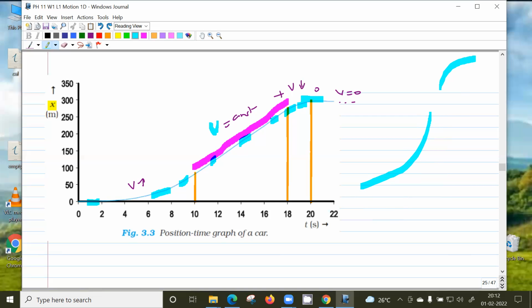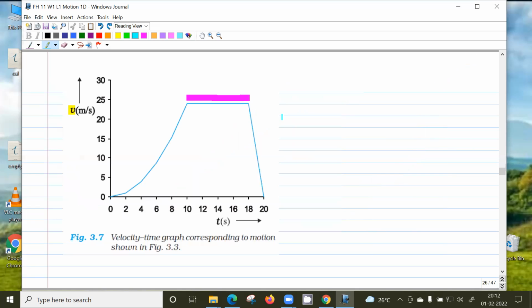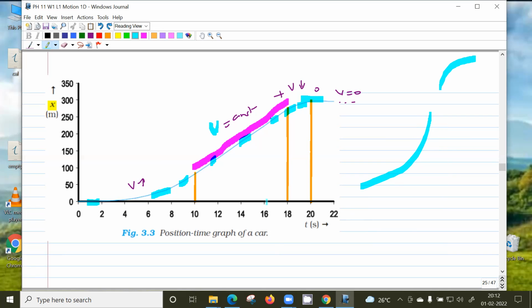There are only two possibilities. One is U, the other is inverted U. U means the slope will keep on increasing. Inverted U means the slope will keep on decreasing. Initially it's very steep, after that it's decreasing. So the slope keeps on decreasing, but still it's positive. Positive slope, but it's decreasing. At 20, it's going to zero.